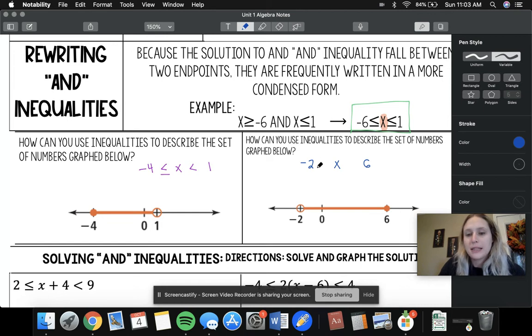When I think about negative 2, the shade is everything greater than, so x is anything greater than, but not equal to. And then when I compare 6, the shade is everything smaller than 6, but it could be 6 as well. So the way we'll read this is -2 is less than x, which is less than or equal to 6. We would read this one as -4 is less than or equal to x, which is less than 1.